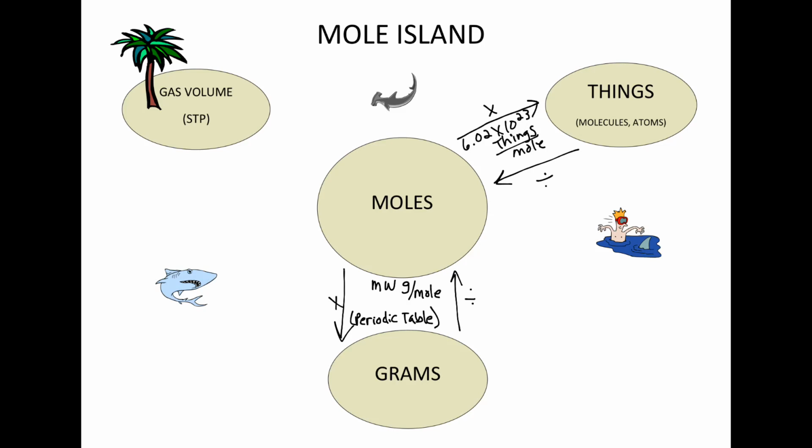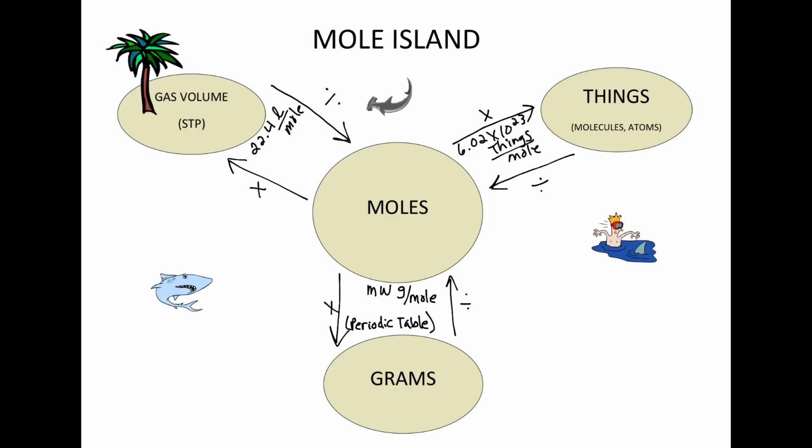The last thing we have on our map is converting moles to gas volume at standard temperature and pressure. And to go from moles to one of the other islands, we are going to multiply. And in this case, our conversion factor will be 22.4 liters per mole would be our label. And if we want to convert the gas volume back to moles, just like the other islands, we will divide. And here our conversion factor is 22.4 liters per mole.